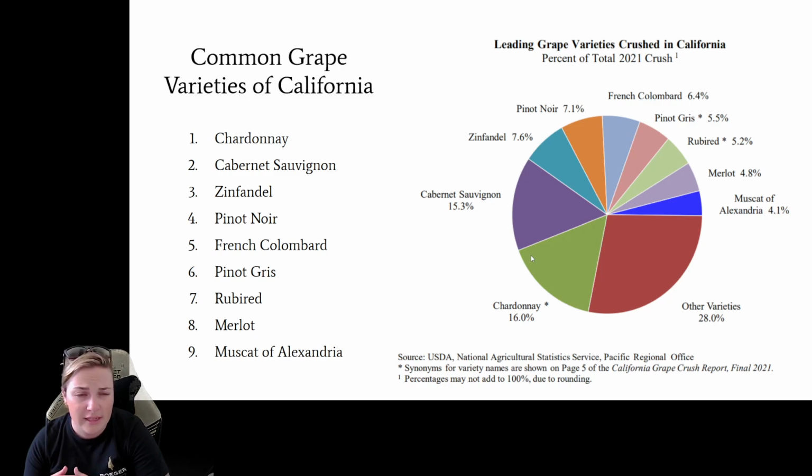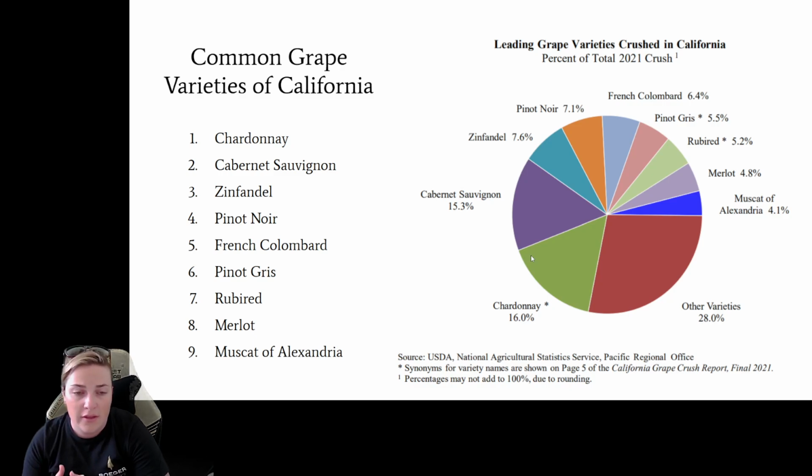French Colombard is an interesting one. Unfortunately, it has kind of been pigeonholed for mass production box wine. Basically, it's a white grape variety that produces white wine. It's a very large yielding variety, and that's mostly what it's used for. Then we have Pinot Gris, Ruby Red, Merlot, Muscat.